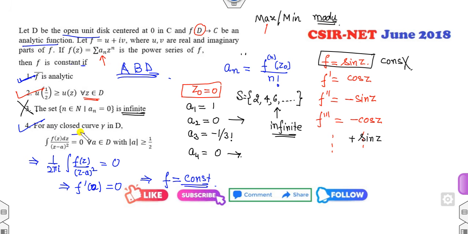You can solve this problem by the residue theorem as well, or by complex integration as well, which I already explained in my previous lecture. The same question you can also see in my power series PYQ top.